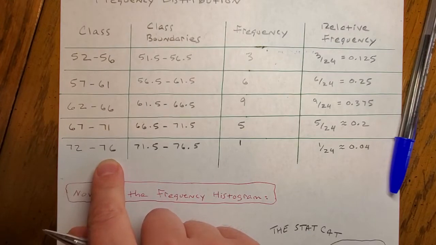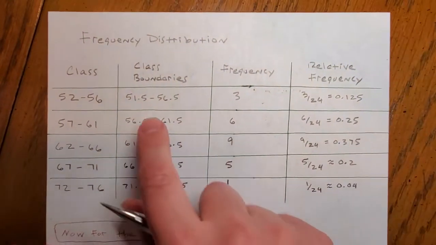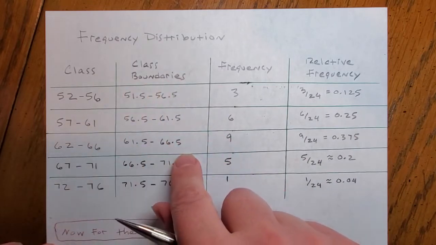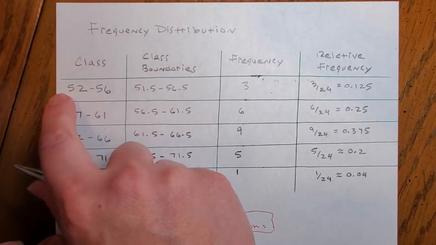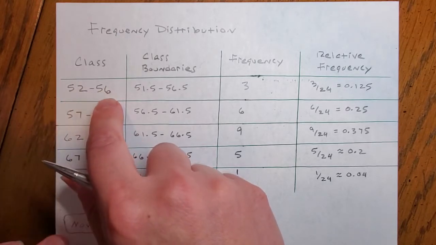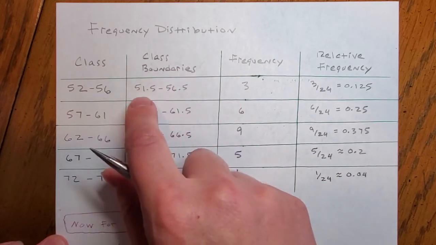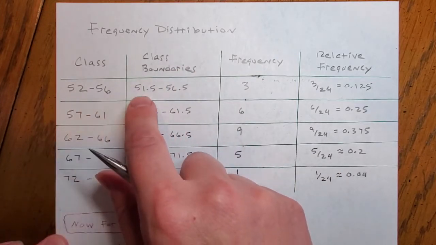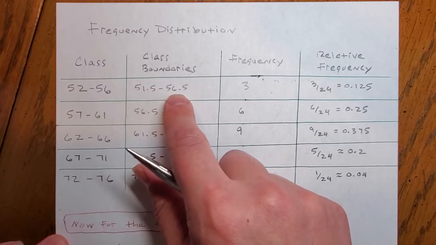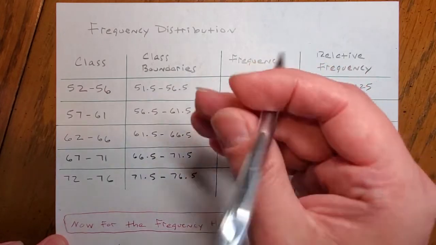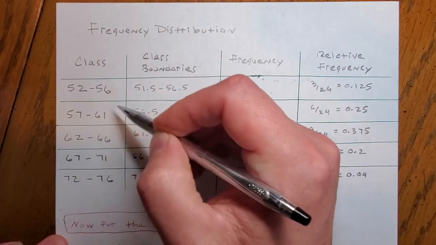Okay. All right. Now the class boundaries, I had written the definition of that on the previous page, but I said, well, you just take away 0.5 from the lower class limit and add 0.5 to the upper. So that would make the class boundaries 51.5, bumping 52 down by 0.5, and 56.5, bumping 56 up by 0.5. Okay. So there they are throughout all 5 classes.